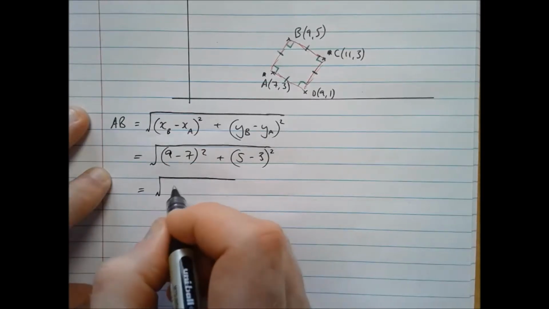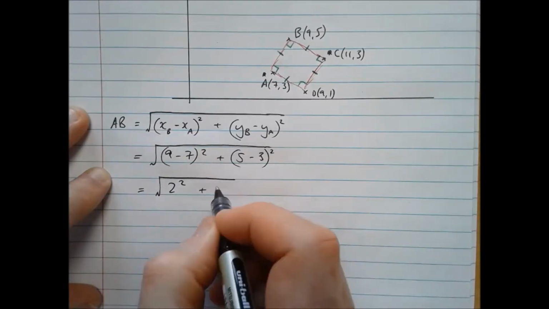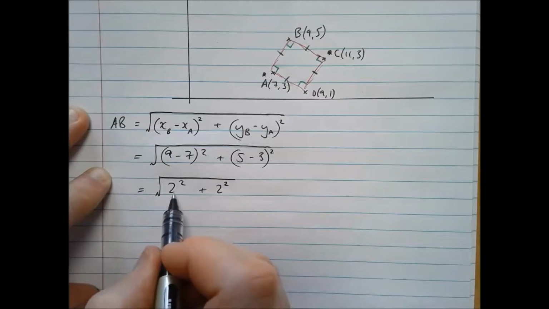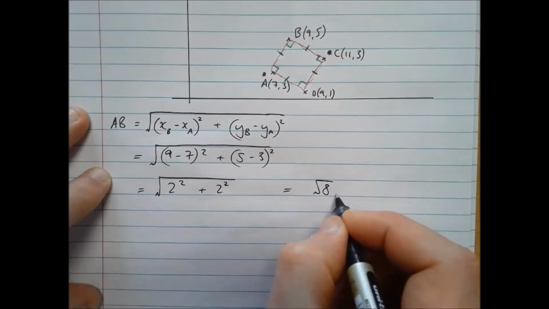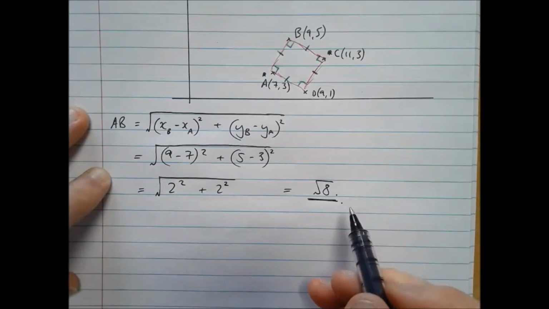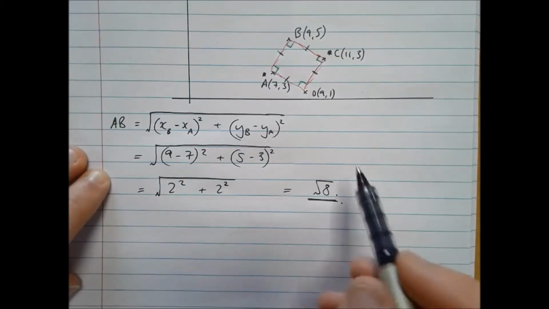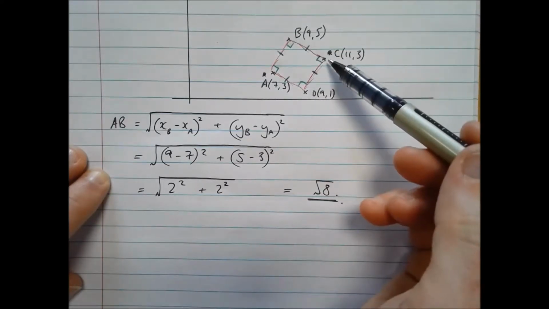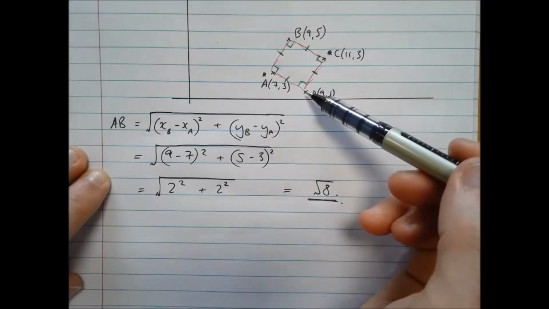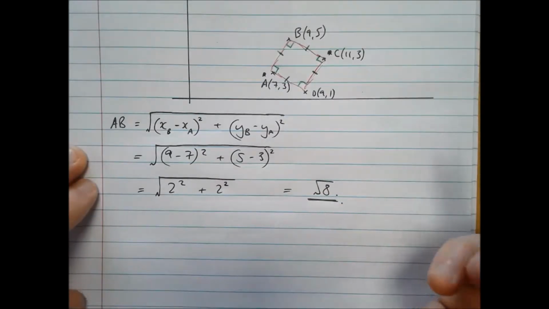9 minus 7 is 2, so 2 squared, 5 minus 3 is 2, also 2 squared, so 2 squared is 4, plus another 4 is root 8. Don't need to worry too much about simplifying at this stage, it's just that the distance AB is equal to root 8. What we now need to show therefore is the distance BC is equal to root 8, CD is equal to root 8, and DA is also equal to root 8.